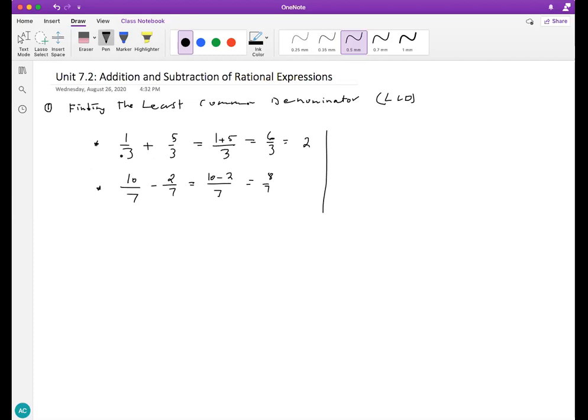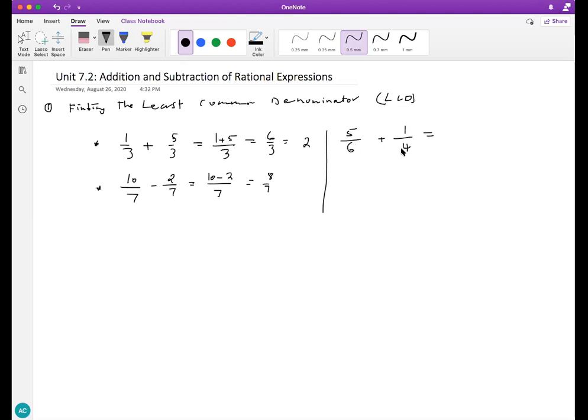But sometimes the denominator is not the same, so we need to make it the same. For instance, if you have a 6 here, and a 4, maybe 5 over 6 and 1 over 4. Let's say you want to add these two fractions. Can we add them right away? No, we have to find the least common denominator. That's right, it's going to be 12.